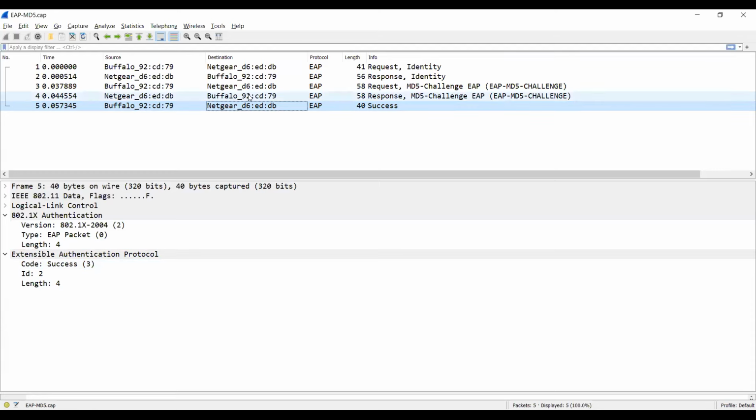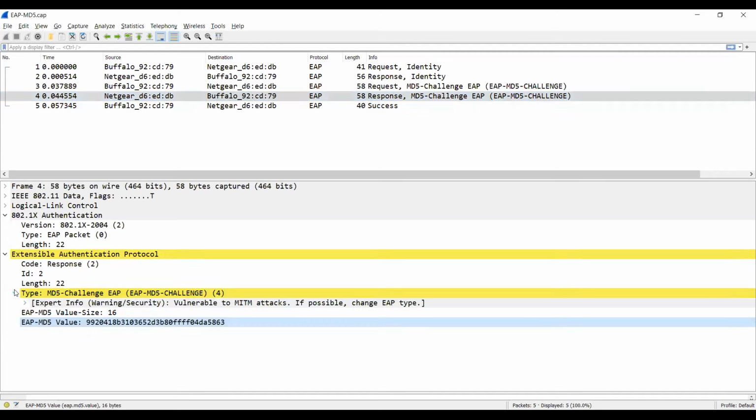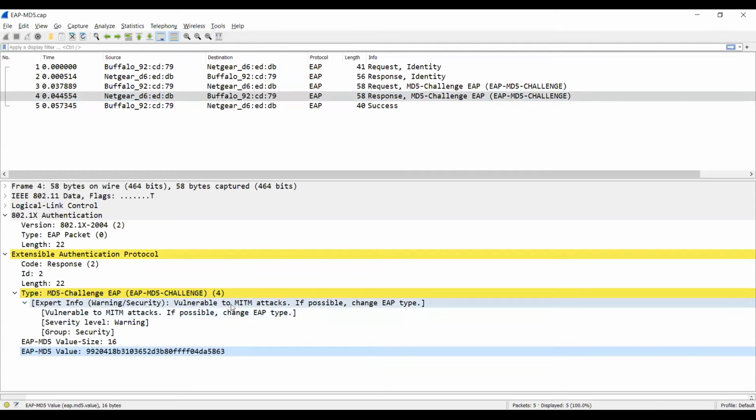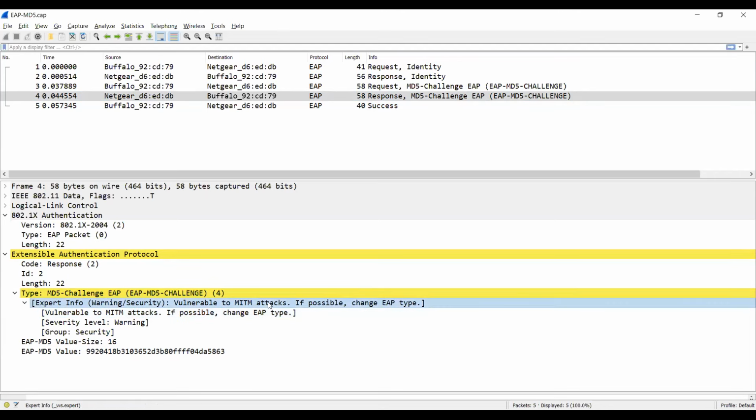Now, one thing that you should notice here, this is being highlighted in yellow by Wireshark, right? Why? Because Wireshark wants to tell us that this is vulnerable to MITM attacks. If possible, change the EAP type, right? It's a security related warning. And this is very important, right? Anyone can actually perform MITM here. That is the first problem.